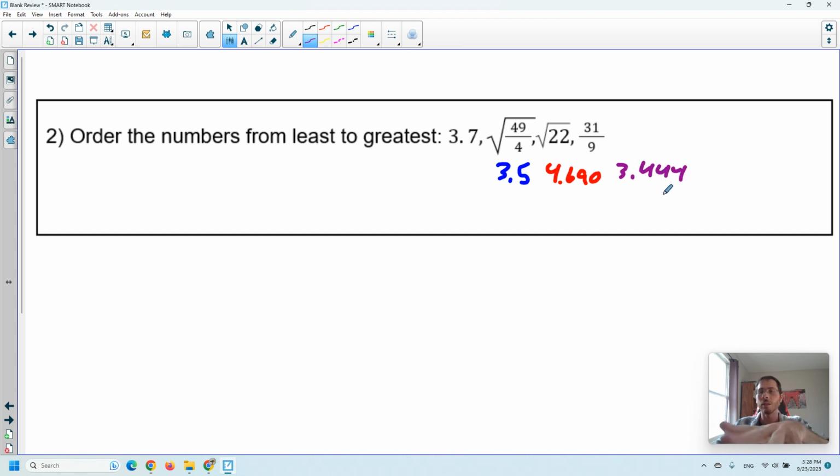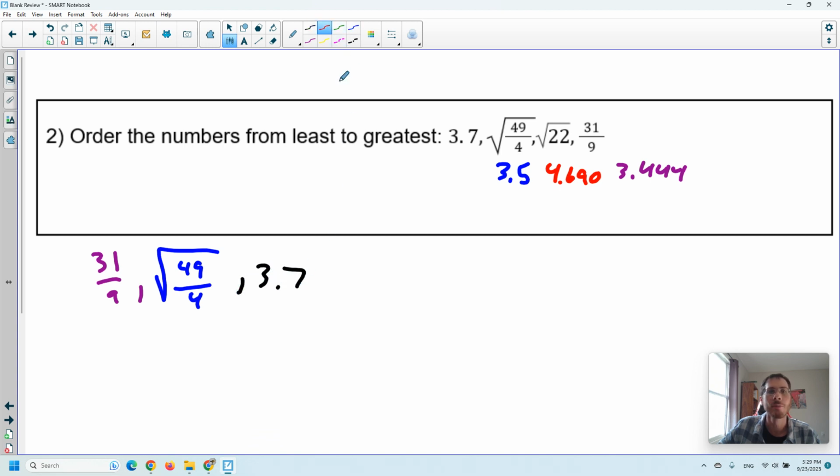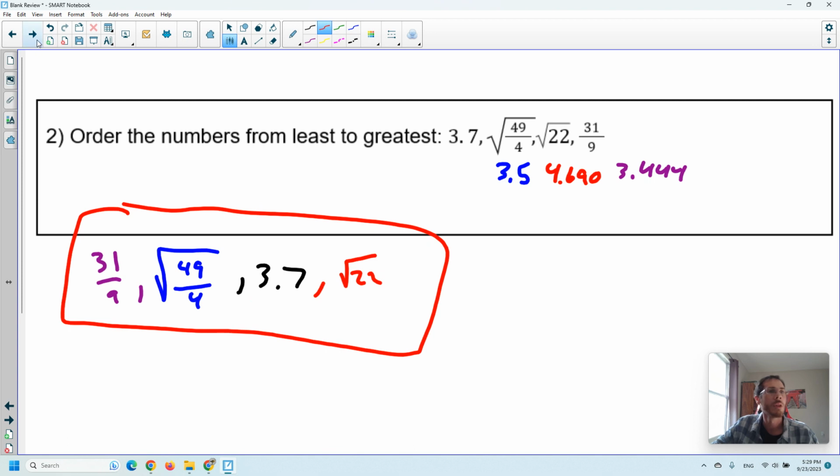That way I can see what I've got. If I look at my decimals, 3.444 is the lowest, then 4.69, 3.5, and 3.7. So 31 ninths is the least. Next up is the 3.5, which is radical 49 over 4, all in the same radical. Then the next one is just the 3.7. I didn't have to do anything with that one. And the last one is square root 22. It turns out that one was the biggest. And there we go. All right.